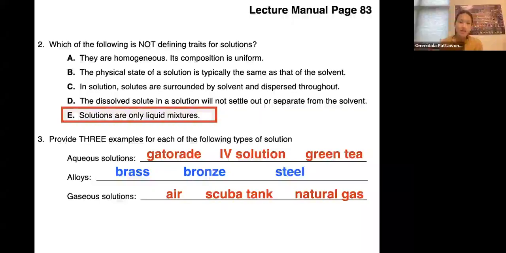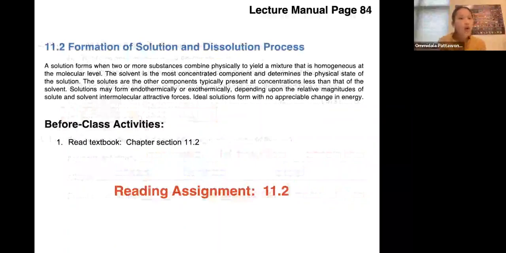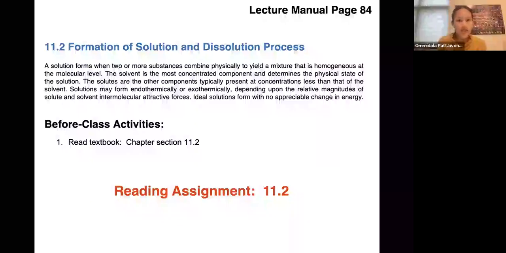Anytime that you mix something together and they form a homogeneous mixture, those are what we refer to as solutions. All right, so now chapter 11.2. This is where we take a look at the theory of how a solution is formed. Please read the OER textbook chapter 11.2 for more detail.